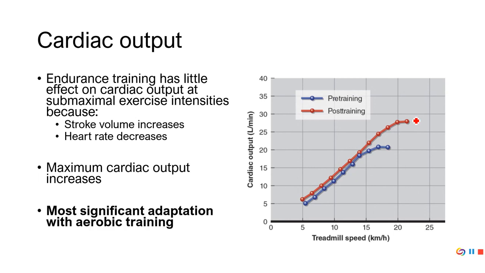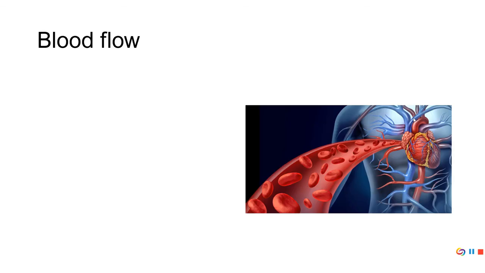And this is arguably the most significant, most important adaptation that occurs after aerobic training because you're able to deliver more oxygen. And that's really the limitation for most of us when it comes to VO2 max. It's not getting oxygen in, and it's not the muscle being able to use the oxygen, it's actually being able to deliver enough oxygen.